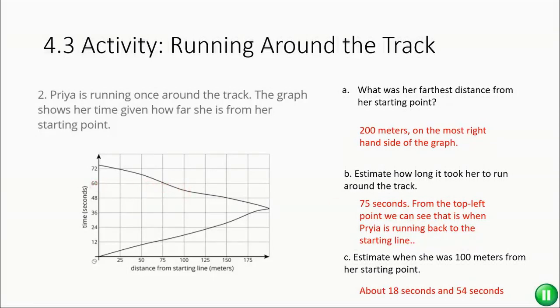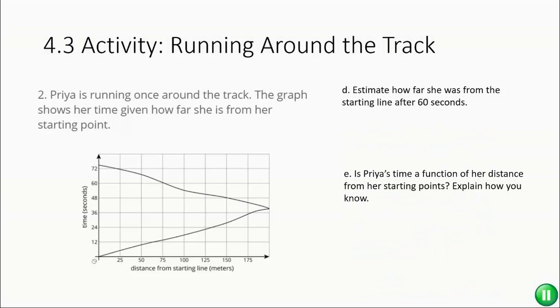Awesome job. But hold on a minute, we're not done just yet. You have 2 more questions I need you to answer. Next one says estimate how far she was from the starting line after 60 seconds. And the last one says is Priya's time a function of her distance from her starting point? Explain how you know. Okay, go ahead and pause the video. Resume when you're ready. Ready, set, go.